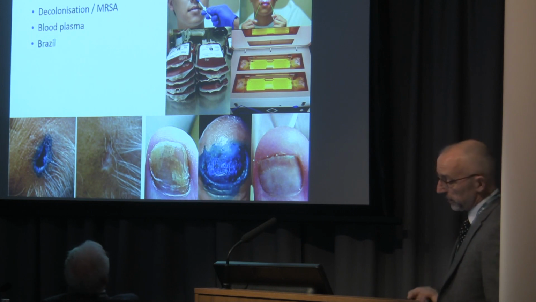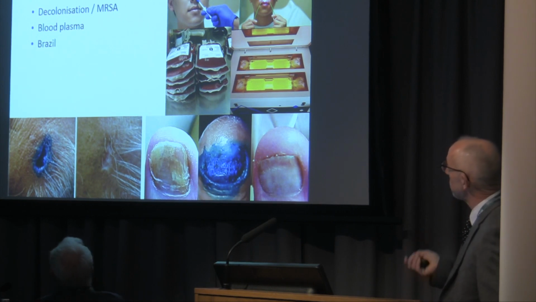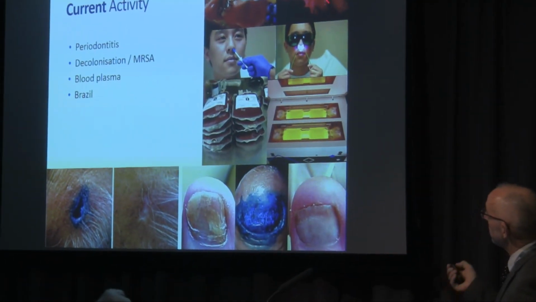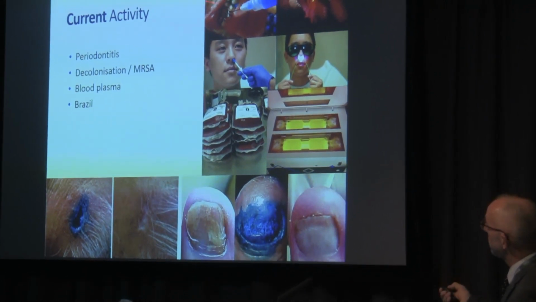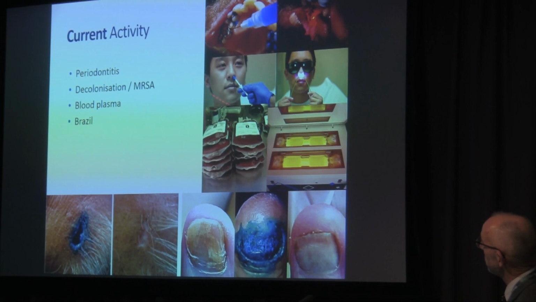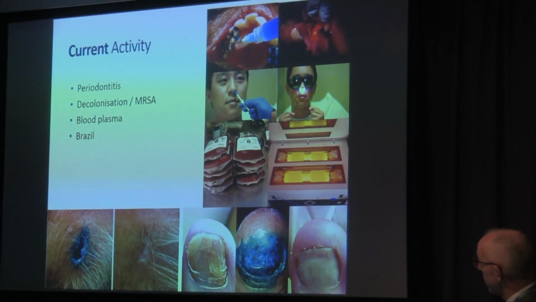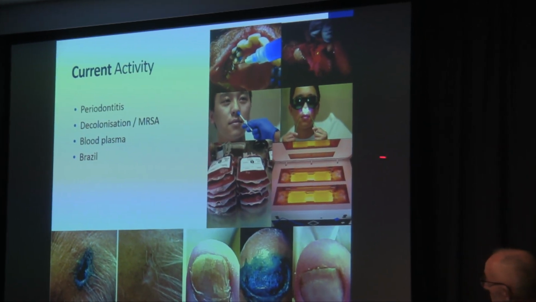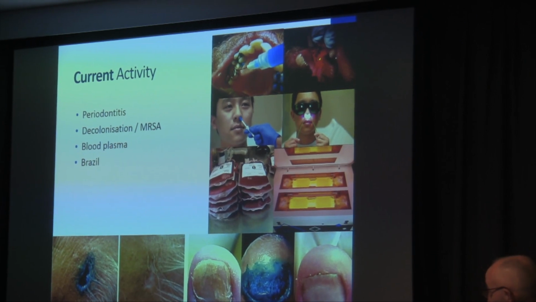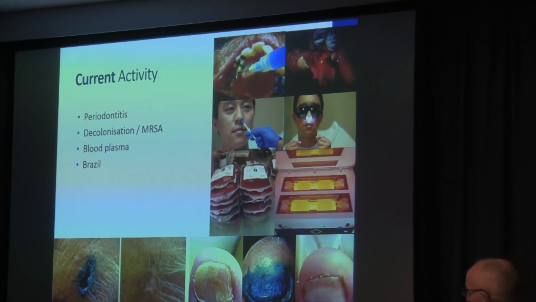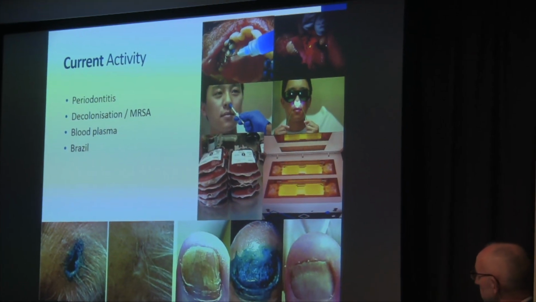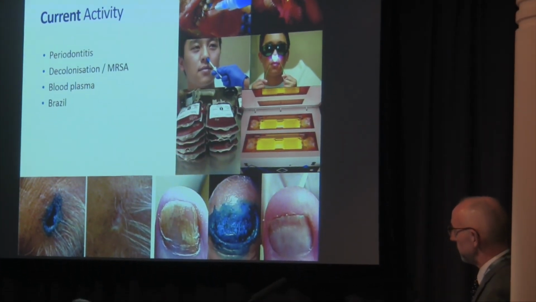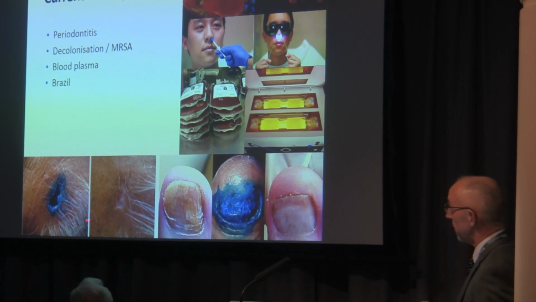In terms of current activity, no apologies, I did show this slide last year. Current activity is more or less the same, I guess. So we've got use in treatment of oral disease. We've got photodisinfection of MRSA, which I would guess Nick might mention in the next talk, so I won't talk about that. Disinfection of blood plasma has been used since around the early 90s in certain states in Europe. And then there's a whole lot of different work done in Brazil. All of this is methylene blue.